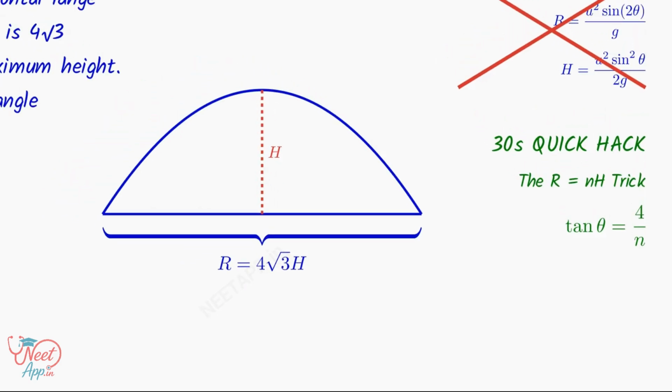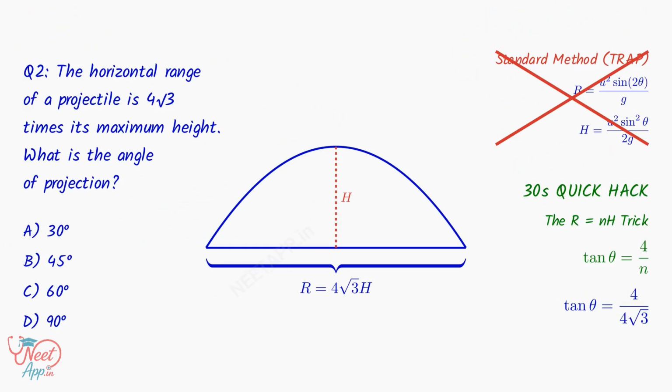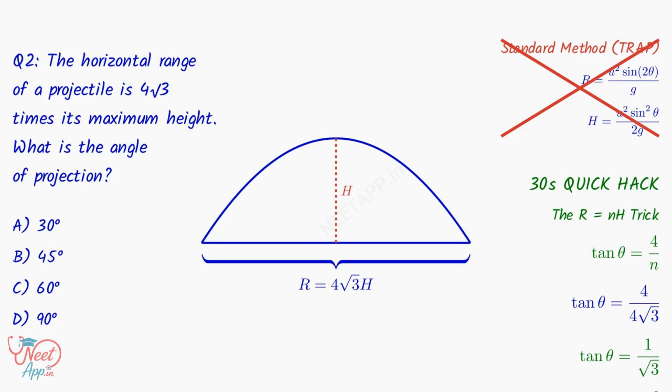In our question, the multiplier n is 4 root 3. So plug that into our shortcut. Tan theta equals 4 divided by 4 root 3. The 4's cancel out instantly, leaving tan theta equals 1 over root 3. The angle is exactly 30 degrees. Option A is your correct answer. Spot the multiplier, use the shortcut and save 2 minutes.